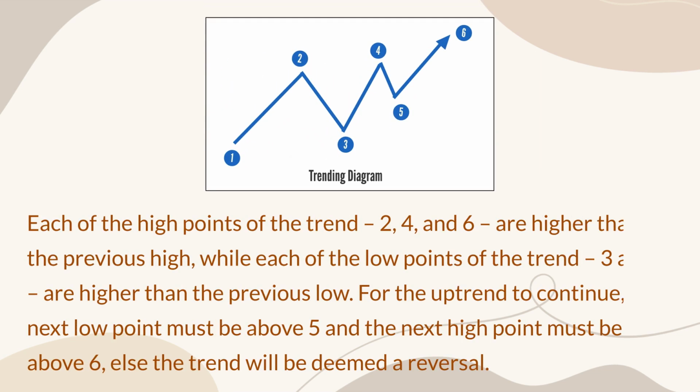In this figure, each of the high points at number 2, 4, and 6 of the trend are higher than the previous high, while each of the low points at number 3 and 5 of the trend are higher than the previous low. For the uptrend to continue, the next low point must be above the point number 5, and the next high point must be above number 6, else the trend will be deemed a reversal.